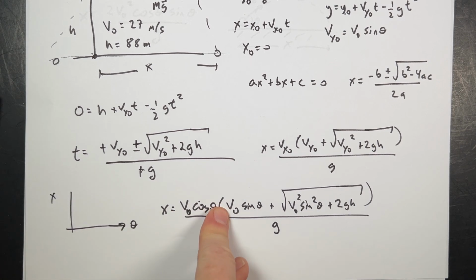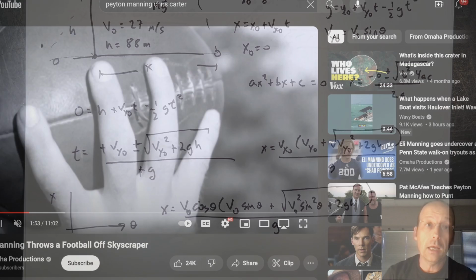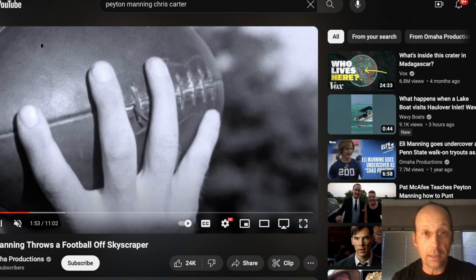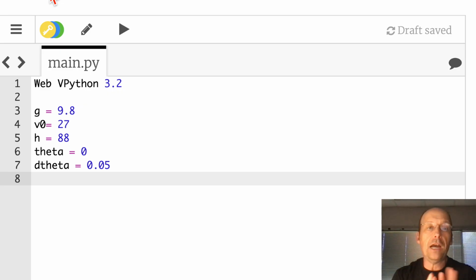Okay, so all I need to do is to calculate this for different values of theta, jumping over to Python. Let's do it. Oh, that's still Peyton Manning. Okay. I put some values in here. I put in the initial velocity. I put in the height because I didn't want to forget it.